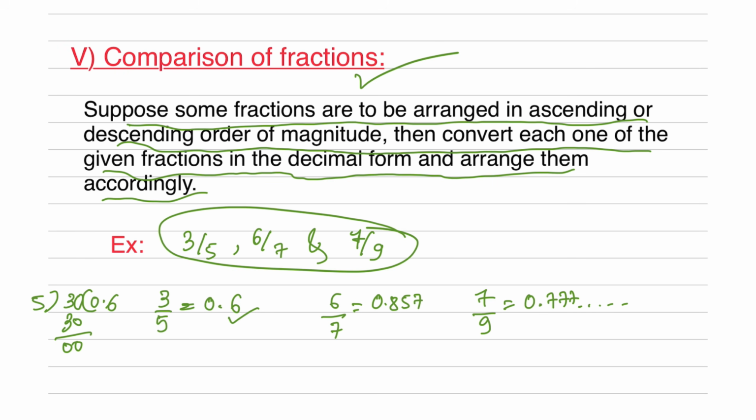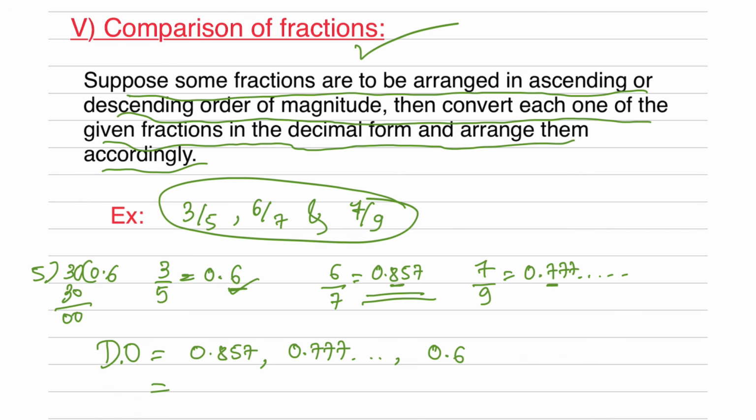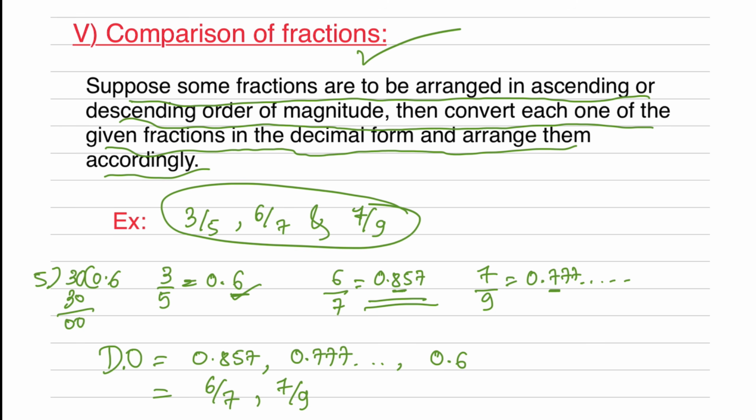So now see, after the decimal point, which is greater? Here it is 0.6, here it is 0.8, here it is 0.7. Means 8 is the greatest. So first write in descending order 0.857, after that 0.777, after that 0.6. Means in the fractions it is 6 by 7, 7 by 9, 3 by 5.